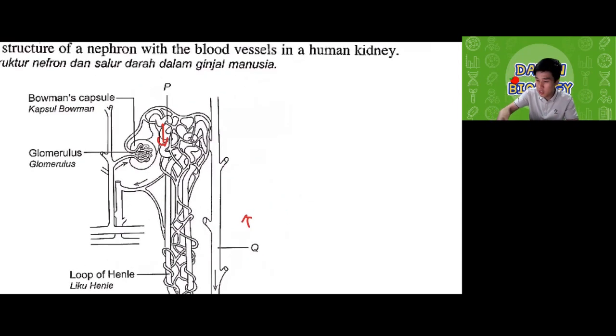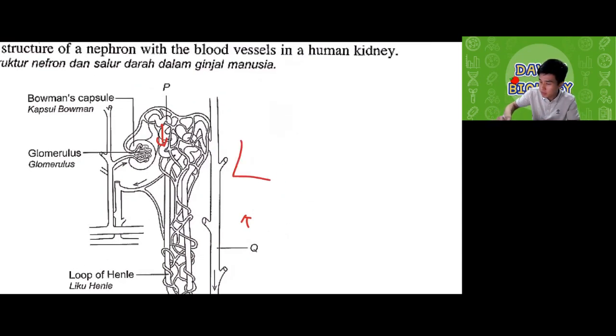Understand or not? Just like you make Milo. If you put a lot of water and only a little bit of Milo powder, it will be very diluted. Basically what happens at P, you still have a lot of water. Now, when you slowly flow to Q, you slowly absorb the water already. That's why when you come to Q, there is only a little water left. Then your Milo is still the same. That's why now it is more concentrated.